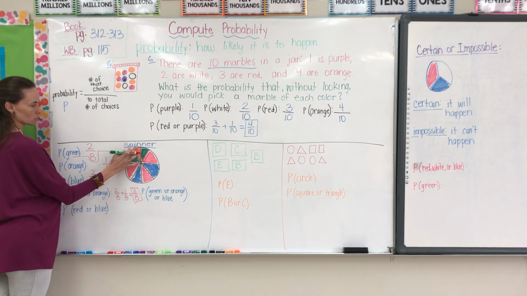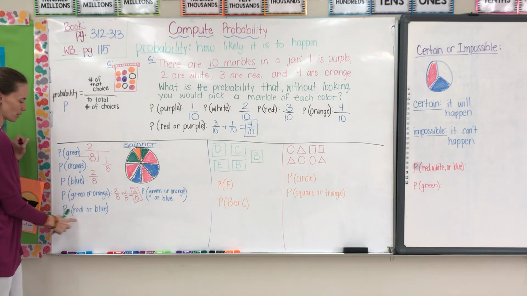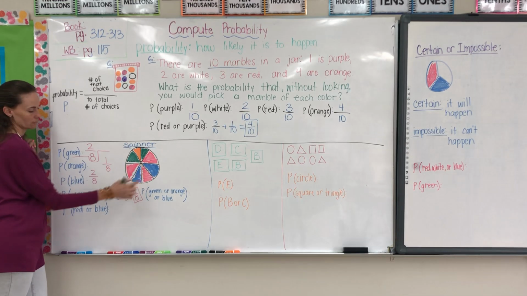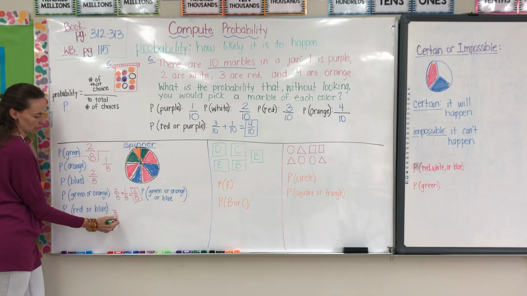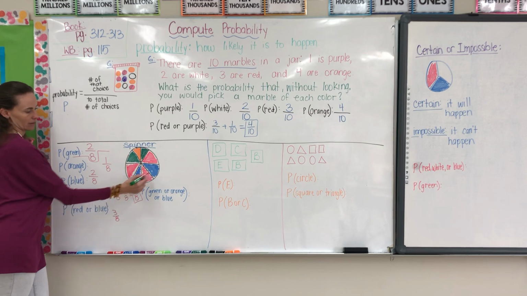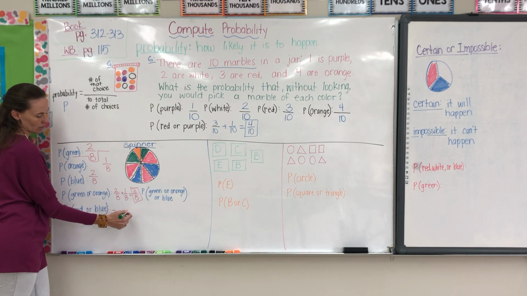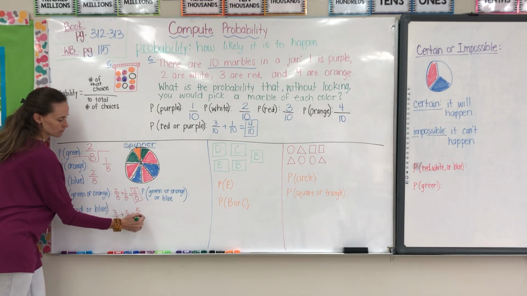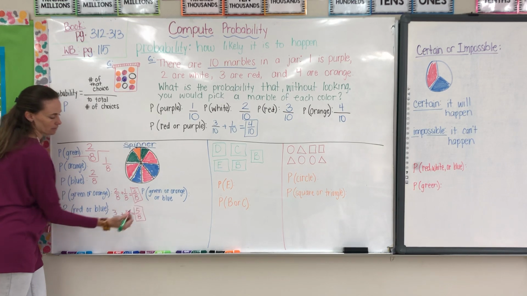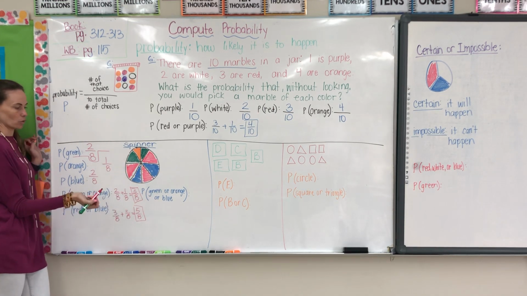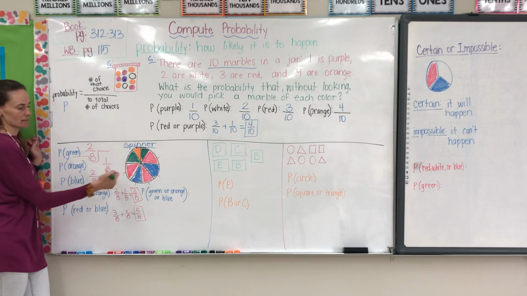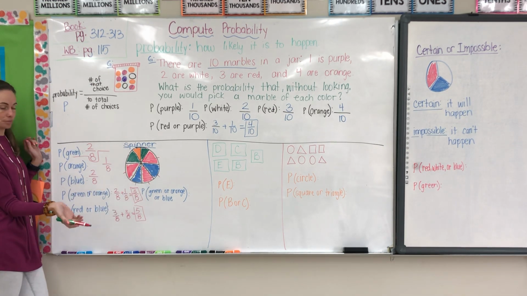So the next one is similar. It's red or blue, the probability of a red or blue. So red, we know that we have 3 out of the 8 are red, and 2 out of the 8 are blue. So combining those 2, we would have 5 out of 8 chance of it being a red or a blue, because together we have 5 spaces that are either red or blue.